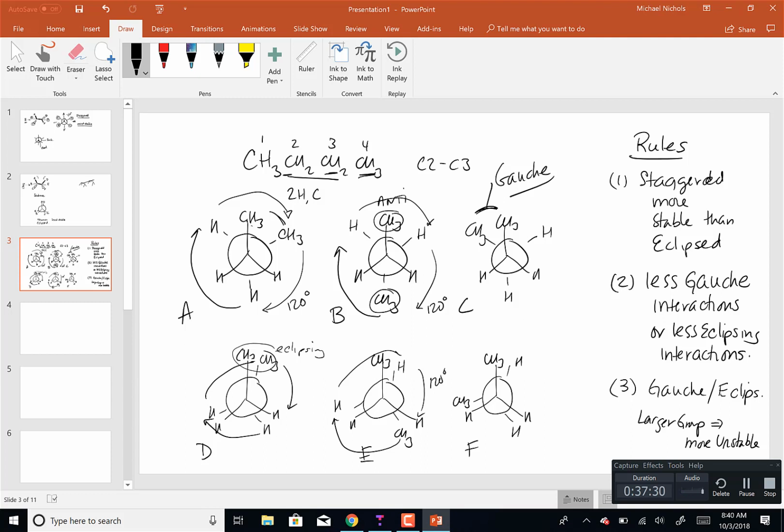Here, let me do this. That probably didn't help. What do they look like? Is it B? That looks like B. That's the staggered with the 2 methyls opposite each other. You have to get your frame of reference on this, so what I'd have to do is, what did you just do?